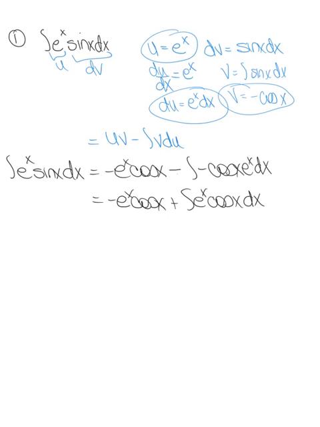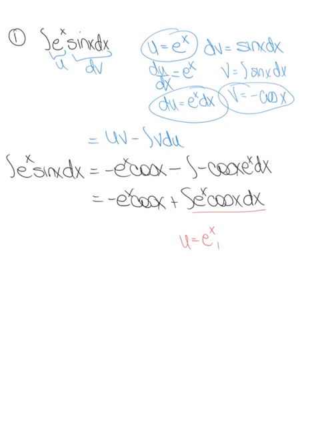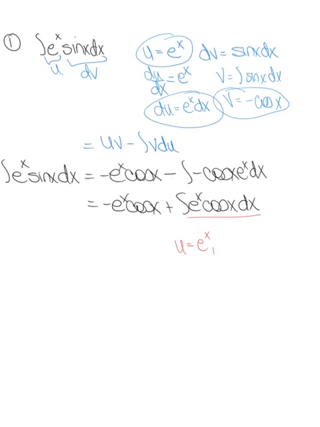Now at this point we have created a new integral, and this new integral is going to require us to do an integration by parts a second time. Remember, the last time we picked u to be the exponential part, so we're going to keep consistent with that and let u be equal to e to the x, which means dv has to be everything else. So the dv will be equal to the cosine of x dx.